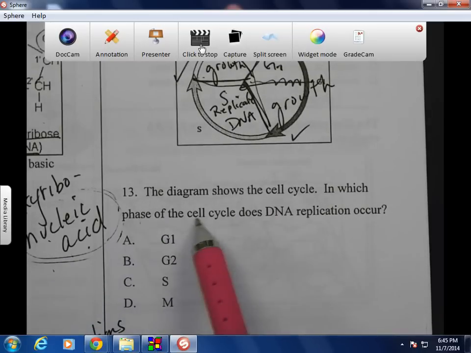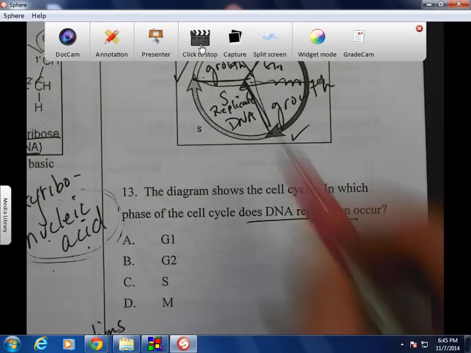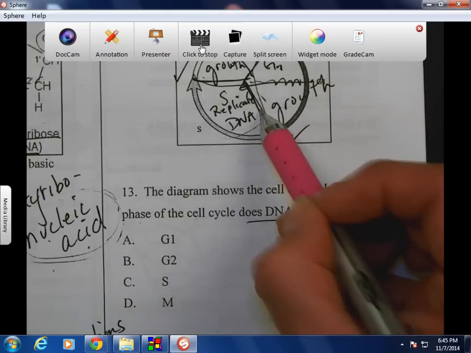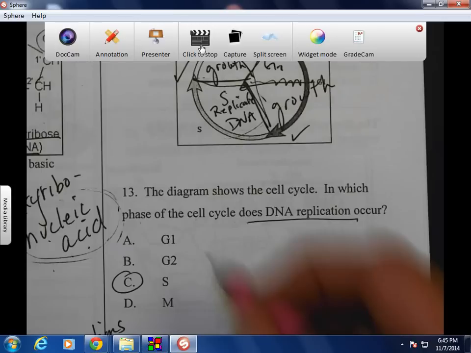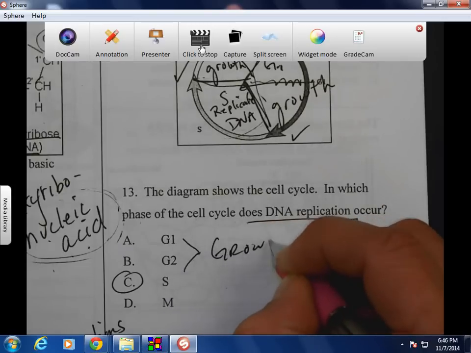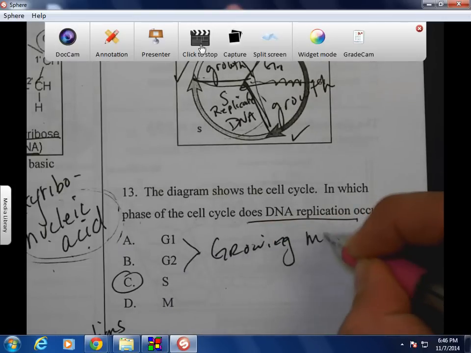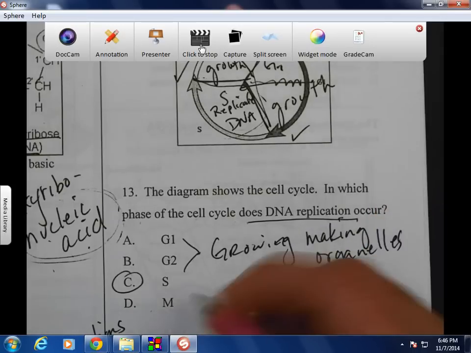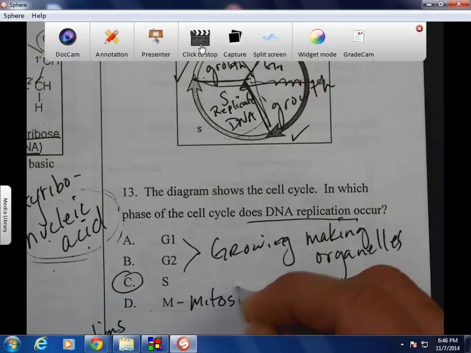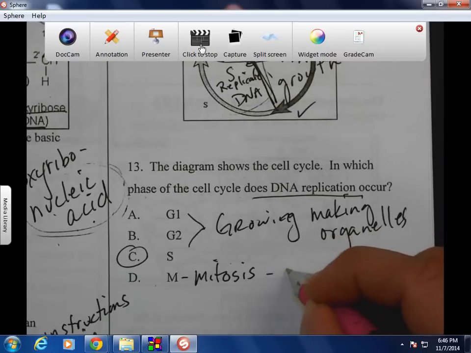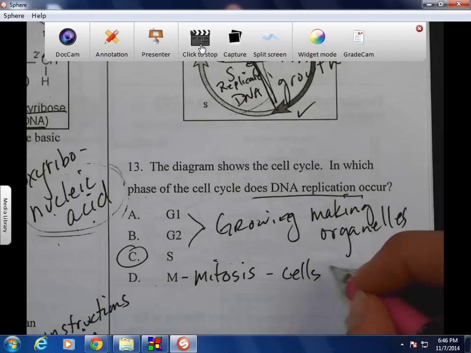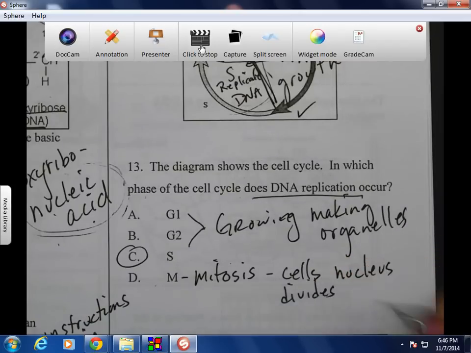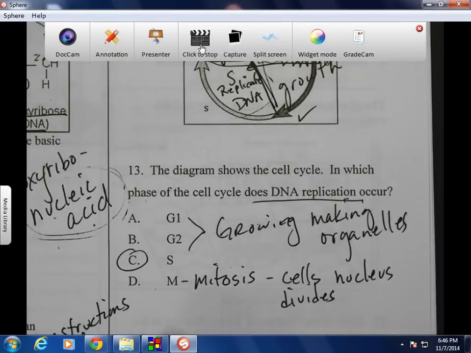It says the diagram shows the cell cycle. In which phase of the cell cycle does DNA replicate? Well, I wrote it already, making my notes. It replicates in the S phase. These two are for growing and making new organelles. M is for mitosis, and that's where the cells divide. The cell's nucleus divides. Right? And then in cytokinesis, the whole cell divides.